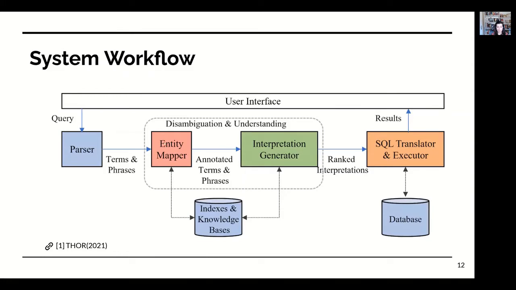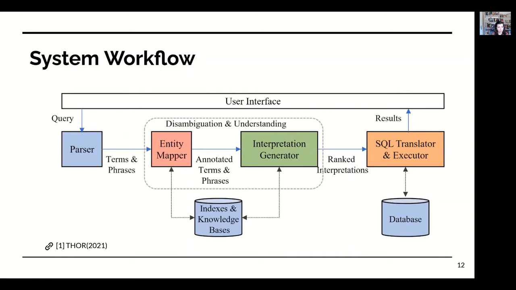And then the entity mapper takes these terms and phrases and tries to map them to the underlying database using inverted indexes, sometimes using external knowledge bases, and so forth. Then the interpretation generator is responsible for finding what the user means. So taking the schema elements, the database elements that were identified, and finding how they should be connected in order to bring back the results that the initial NL query is describing.